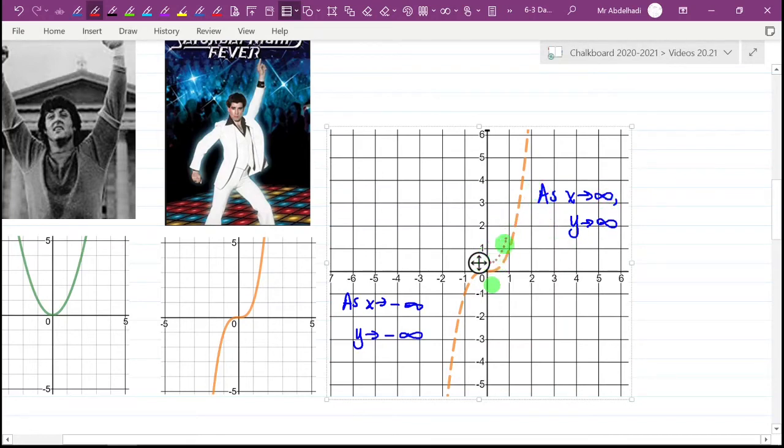So here, the function's going up on the right. As x gets bigger, y gets bigger, and that's how you write it. And on the left here, as x gets smaller, or more negative rather, y gets more negative as well, and that's how you write that.